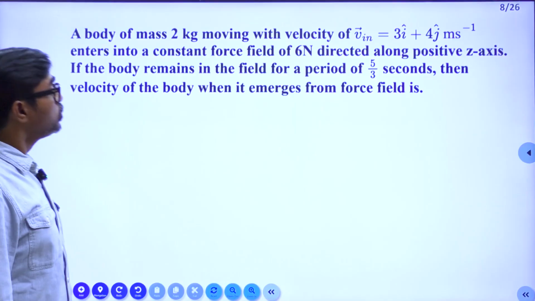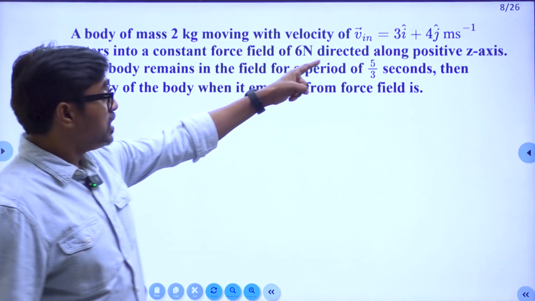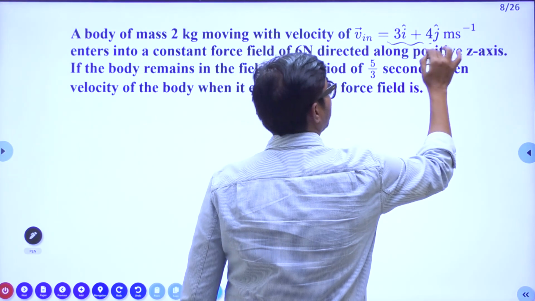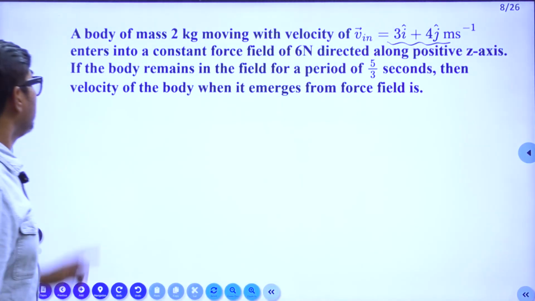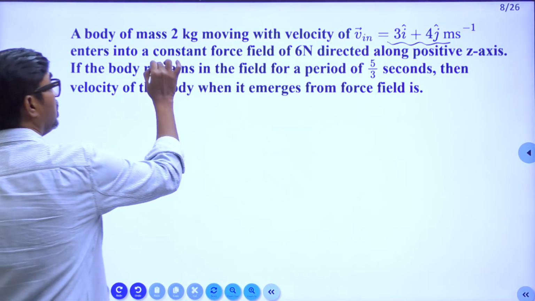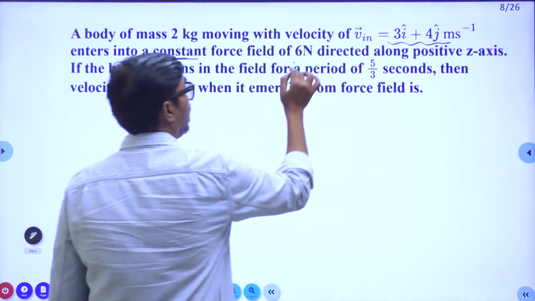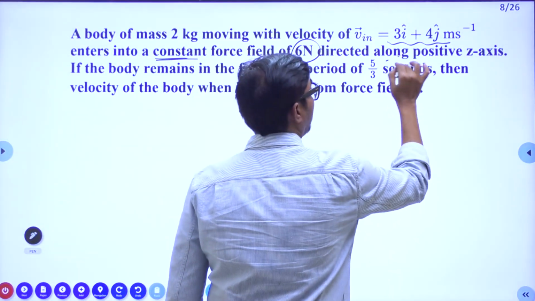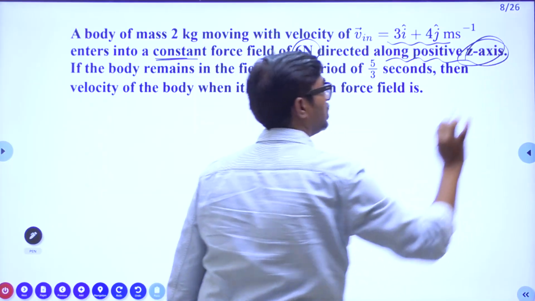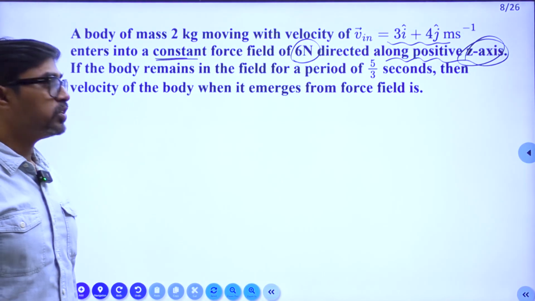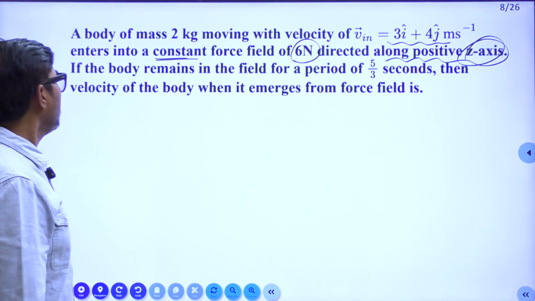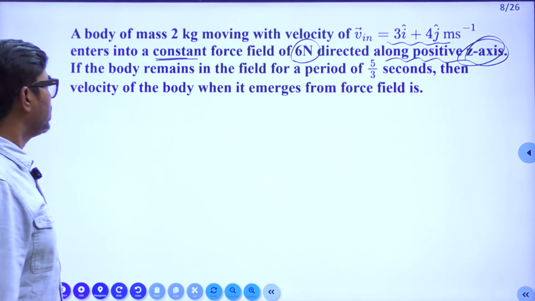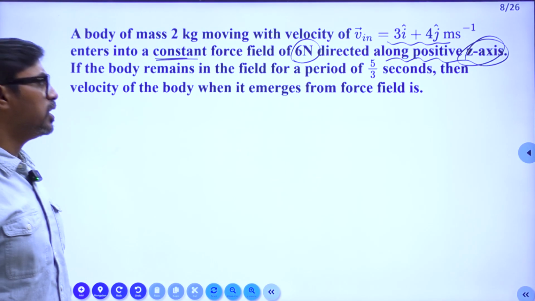A body of mass 2 kg is moving with an initial velocity 3 i cap plus 4 j cap meter per second. Look at it, it is in the XY plane. It enters into a constant force field of 6 Newton magnitude, directed along positive Z axis. So the force is not in the XY plane; it is along positive Z axis. If the body remains in the field for a period of 5/3 seconds, then the velocity of the body when it emerges from the force field is?